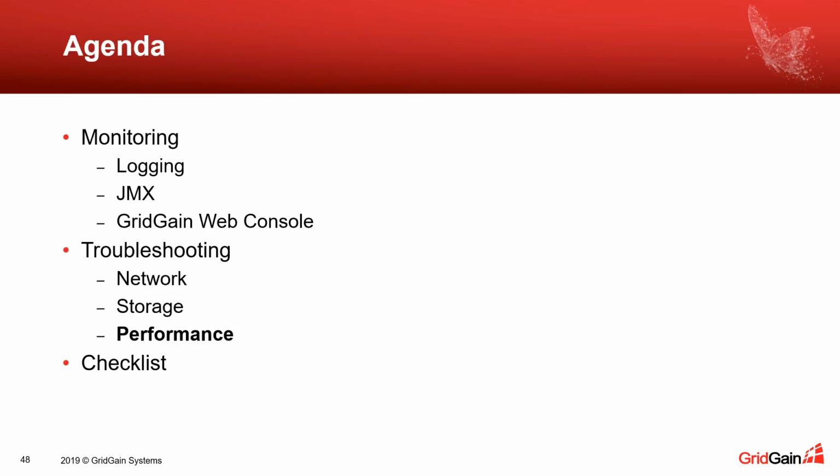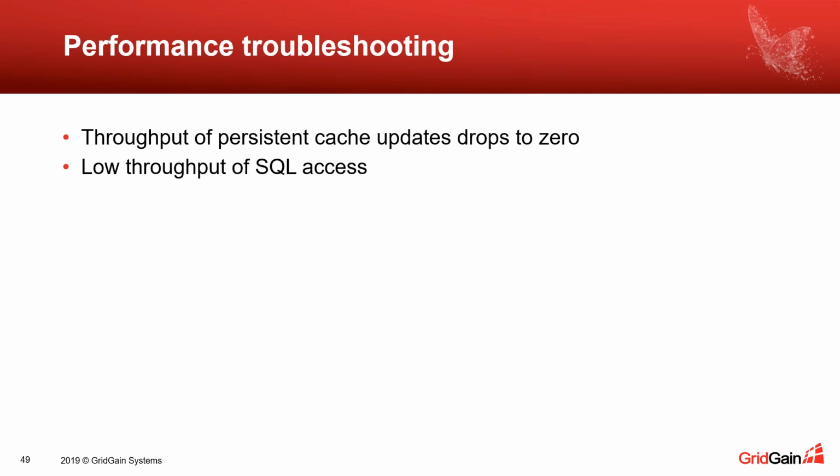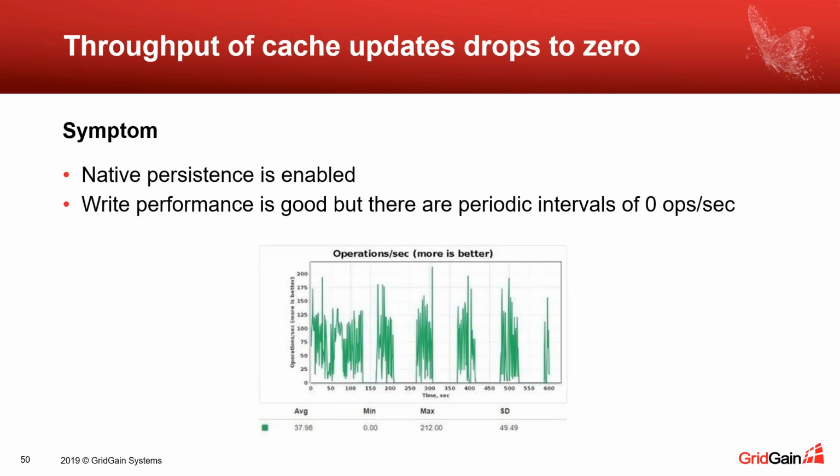And the next, the final group of issues, and I will have to go over them quickly, is performance issues. There is just a couple of them that I want to talk about today. The first one is low throughput of cache updates. So say you have native persistence enabled, and you have a throughput picture like the one on the slide. So sometimes the throughput is high, and periodically it drops to flat zero.